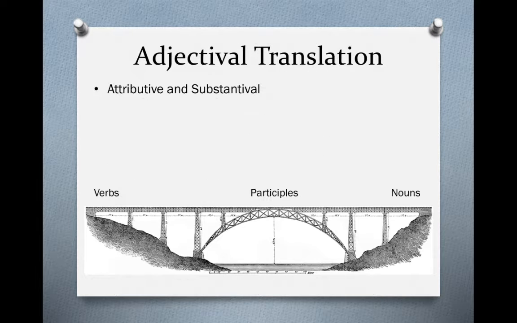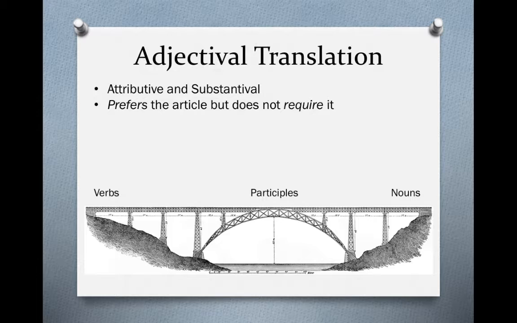So let's take a look at the adjectival translation. When these participles are attached a little more to the nouns, they can function attributively or substantively. They can stand alone, in other words. When they function this way, they prefer the article, but they don't require it, as I already mentioned.